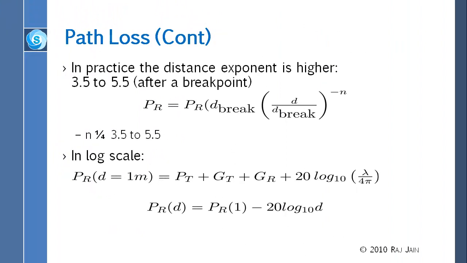All right. Now, while it was theoretically true that we have power as a function of d square, it turns out the power is actually not a function of d square. In practice, when people measured, they found that after a certain distance, the power falls faster. It might be d square up to a certain distance, but after that, it falls faster. So after a distance, let's call it d break, it goes as d to the power minus n, where n is anywhere from 3.5 to 5.5. If the d break was 1 meter and n is equal to 2 like before, then you get 20. If it is not, then you will get 10n here.